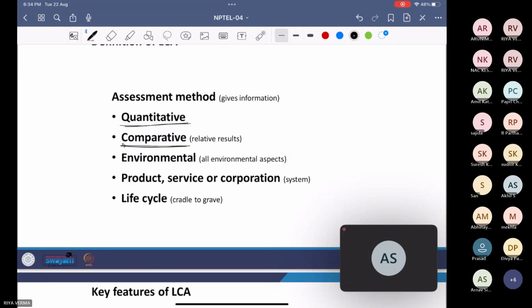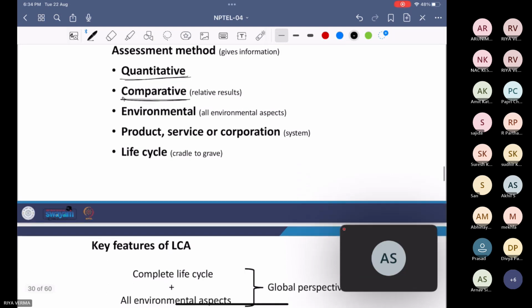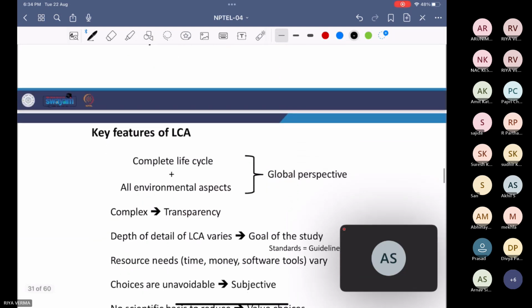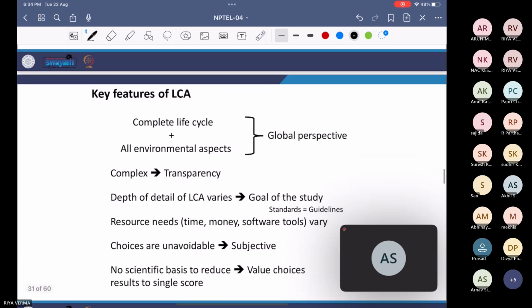And we have an overall idea of the complete life cycle of a product, that is cradle to grave, that we have in LCA. So the key features of the LCA are that the complete life cycle analysis of the product is done, and also we cover all the environmental aspects. That is why it is a global perspective.